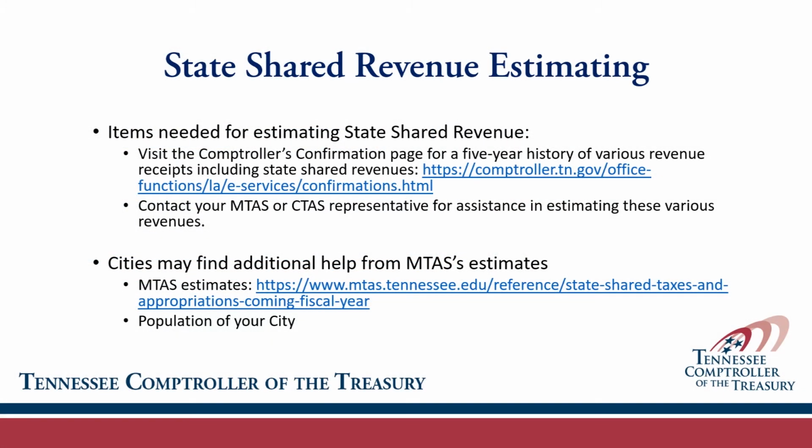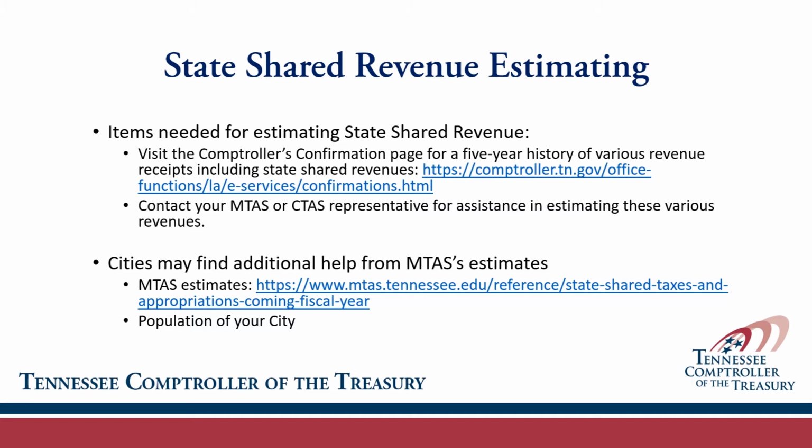All right, next up, state shared revenues. The best advice we can give you is to visit our confirmation page. So you can see the link there on the screen. It is housed in the local government audit section of the Comptroller's website. The confirmation page is great. It gives you a 5-year history of all sorts of revenue receipts for your jurisdiction, including state shared revenues.